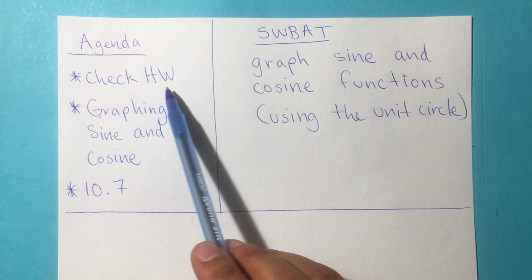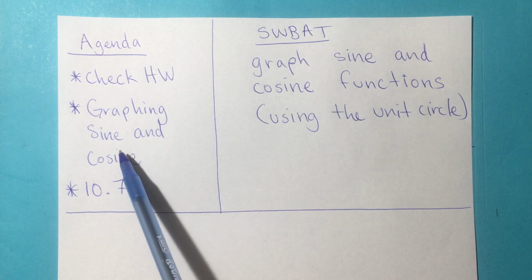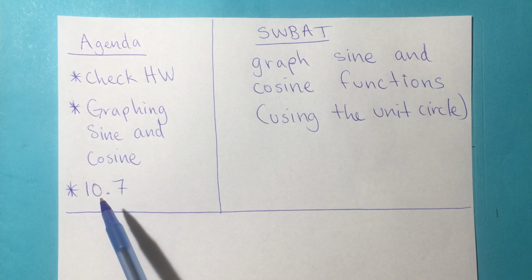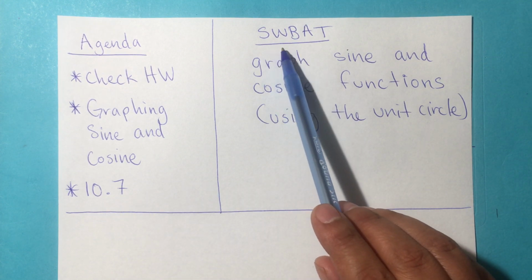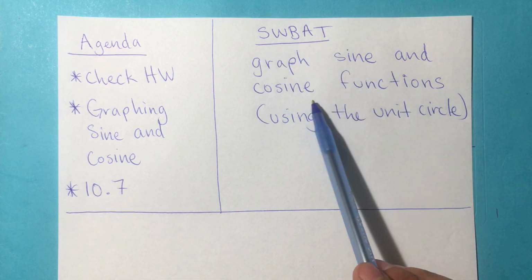Students, today's agenda is to check homework. We'll be graphing sine and cosine, and you will be able to do 10.7. Today, students will be able to graph sine and cosine functions.